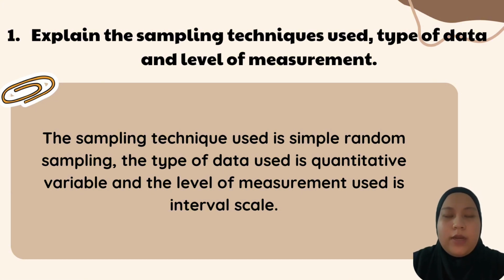Today I want to explain about part A. Number 1. Explain the sampling technique used, the type of data, and the level of measurement. The sampling technique used is simple random sampling. The type of data used is a quantitative variable, and the level of measurement used is interval scale.